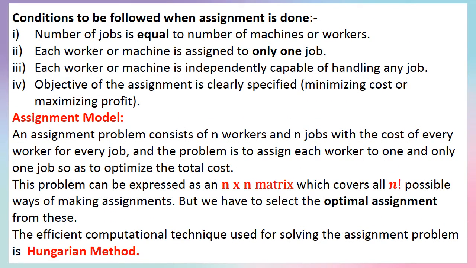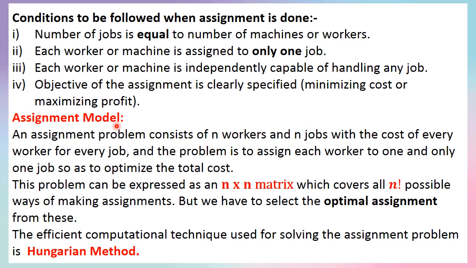There are some conditions to be followed when assignment is done. First, the number of jobs is equal to the number of machines or workers, and each worker or machine is assigned to only one job. Each worker or machine is independently capable of handling any job, and the objective of the assignment is clearly specified, that is minimizing the cost or maximizing the profit.